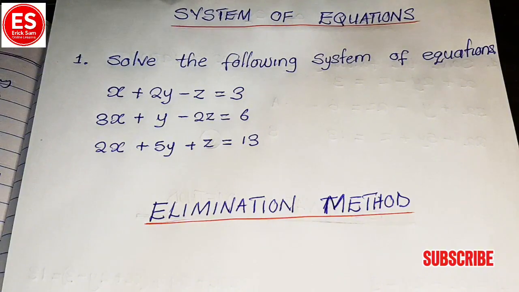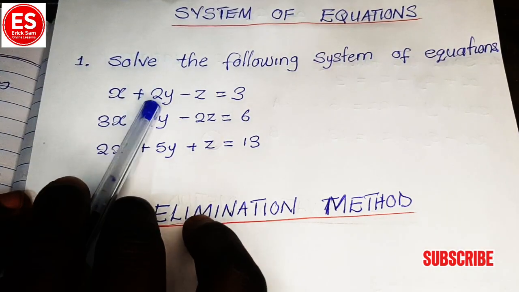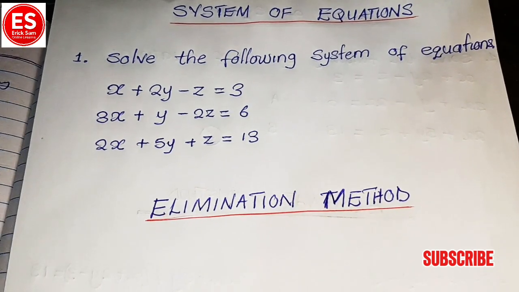The question says: solve the following system of equations. Solve the following system of equations. These are the three equations in the system.